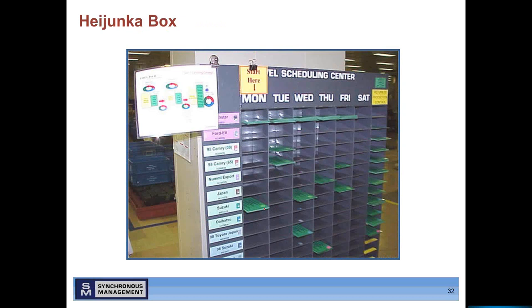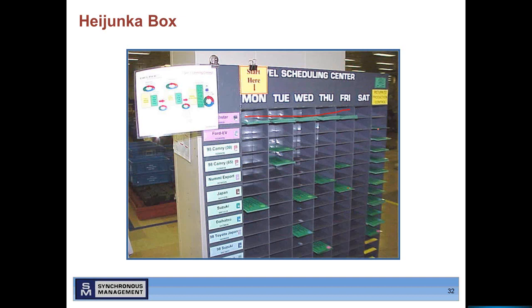Here's a Heijunka box. Again, cards come in and they get distributed Monday through Friday, so we're leveling out production for each item. Here's an item apparently they run only on Monday, Wednesday, and Friday. Here's an item they run every day. And this is their attempt to do level loading with Heijunka.